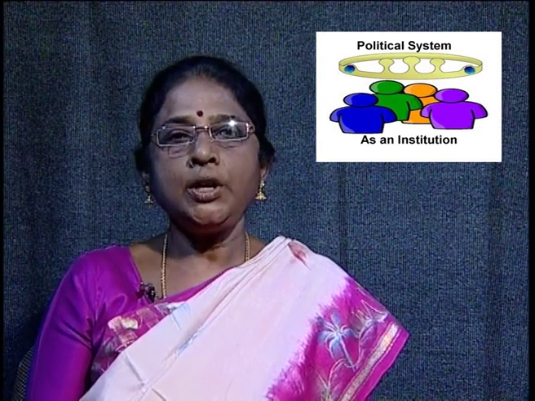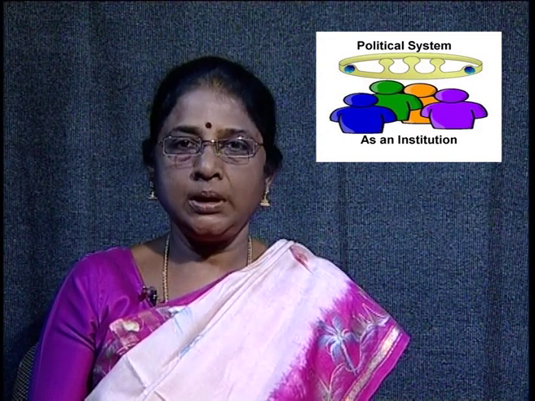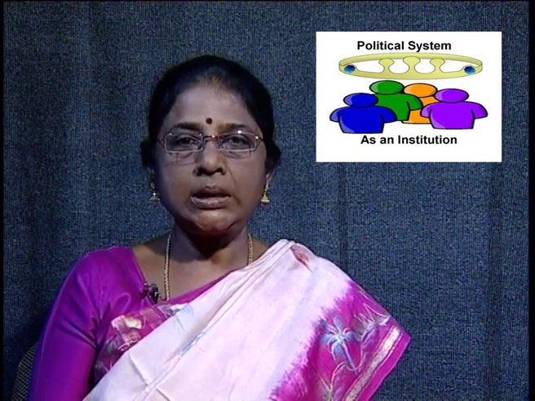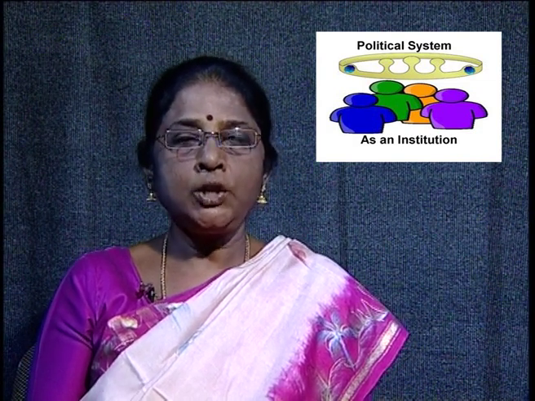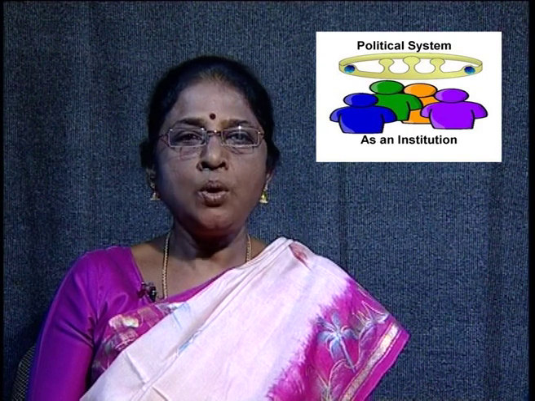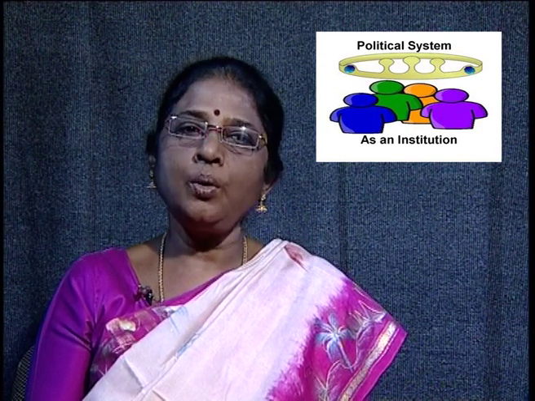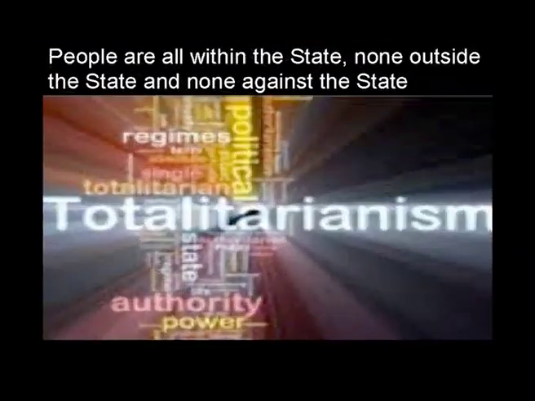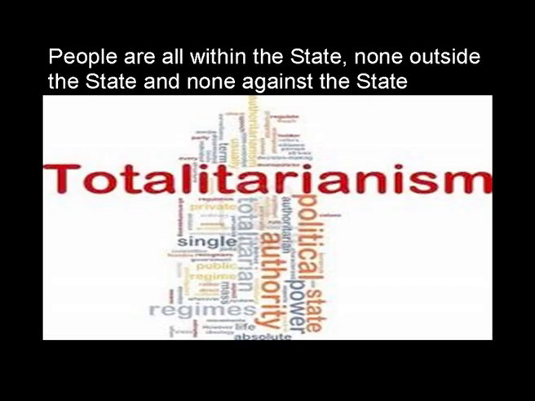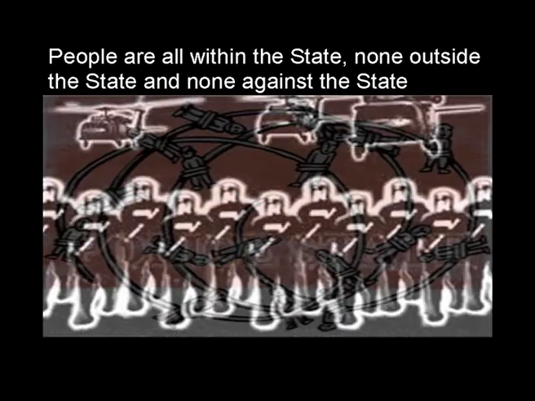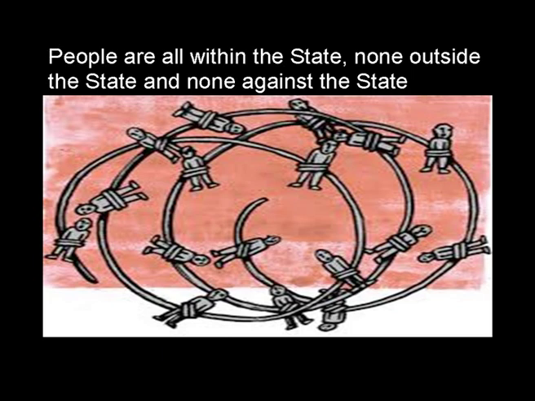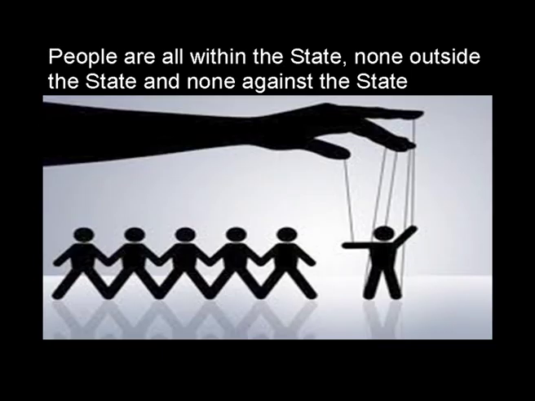Coming of dictatorship is usually abrupt. When crisis occurs and legality cannot be restored, dictatorship appears. There is no definite law to follow in dictatorship. Some essential features of dictatorship are: 1. Totalitarian government dictates people that they are all within the state, none outside the state and none against the state.